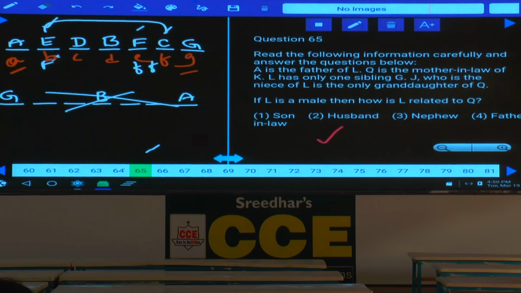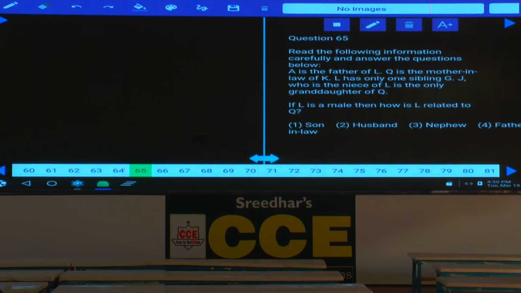Then question number 65. 65 is based on a different question. Done? Now this is about question number 61 to 64. Then coming to this 65. Now it is based on blood relations. A is the father of L. Tell me how to represent this one. A is the father of L.